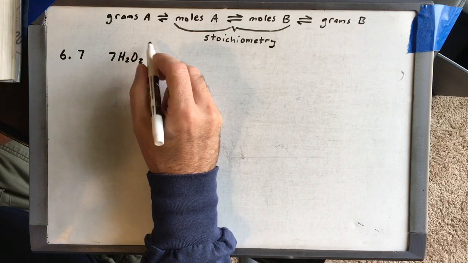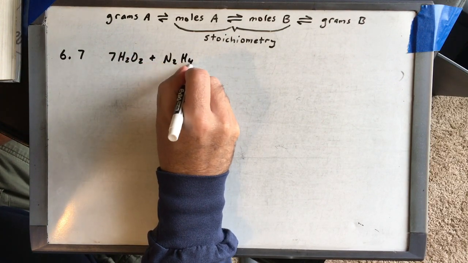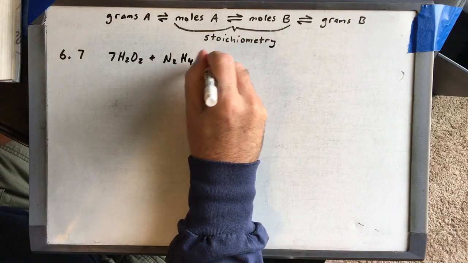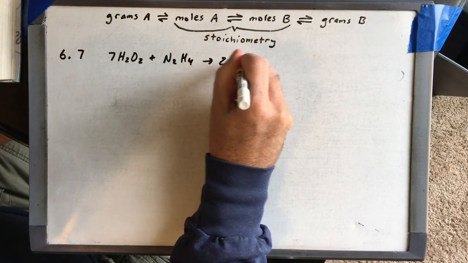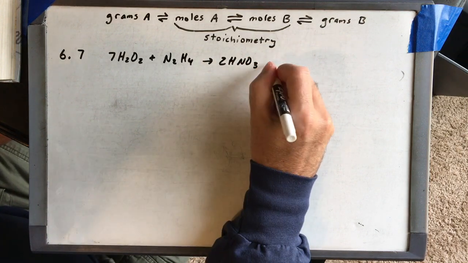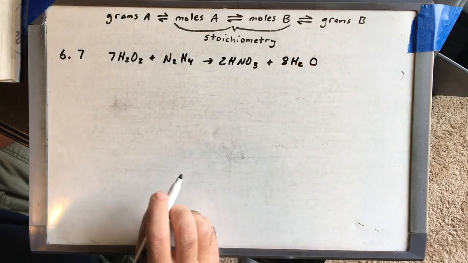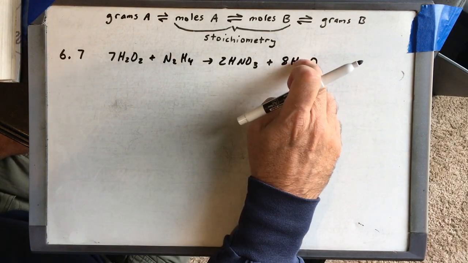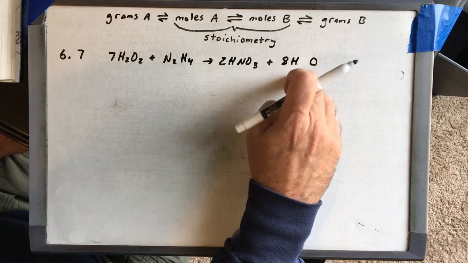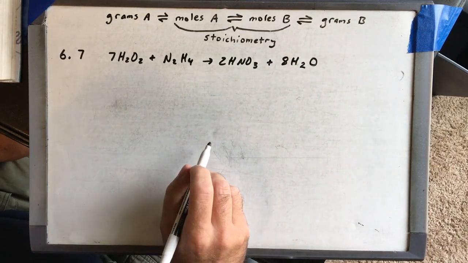All right, 6.7, the chemical equation is 7H2O2 plus N2H4, and that yields 2HNO3 plus 8H2O. Try to be a little neater there, sorry about that.